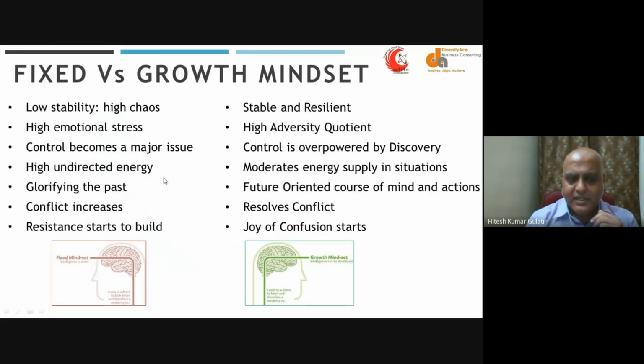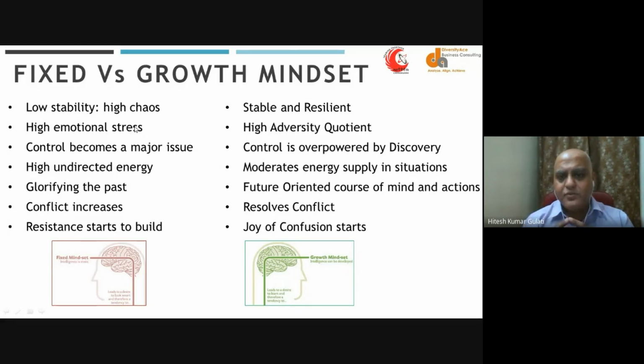And generally when we are in denial and resistance, we are having a fixed mindset. In case of fixed mindset, we have low stability, high chaos, high emotional stress. Control becomes a major issue, high undirected energy would be there, we'll glorify the past, conflict will increase, and resistance will start to build. Whereas in growth mindset, where we are experimenting with new things, we will become more stable and resilient.